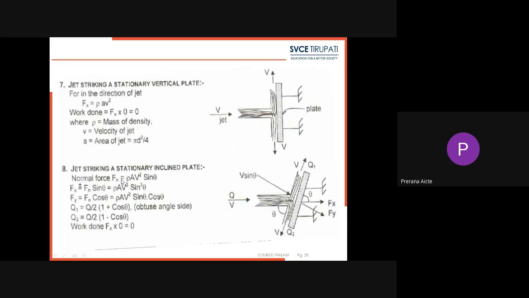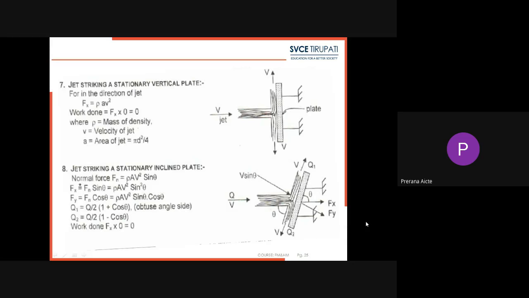The normal force acting on the jet is Fn equals rho a v square into sine theta. In the x direction, Fx can be calculated as Fn into sine theta, the horizontal component. Fn is rho a v square sine theta, so it can be written as rho a v square sine square theta. And in the y direction, Fn cos theta will be rho a v square into sine theta cos theta.